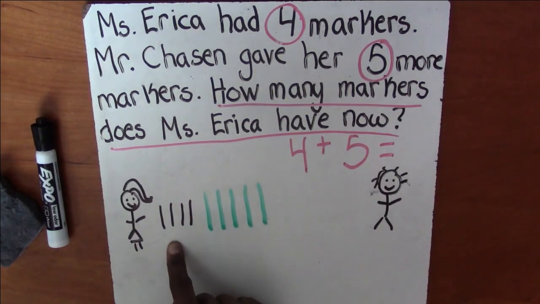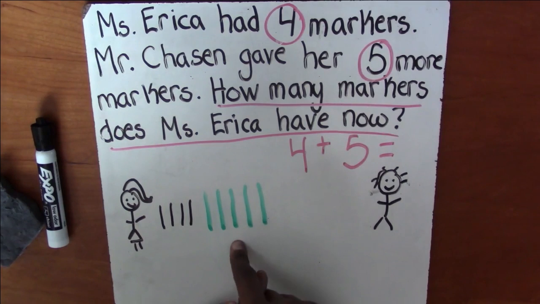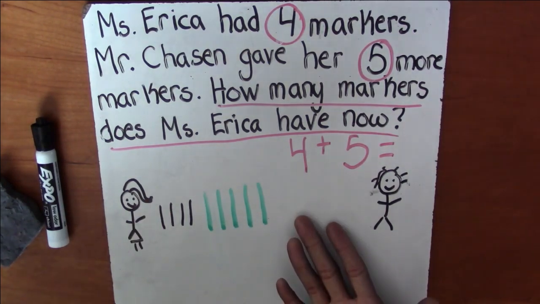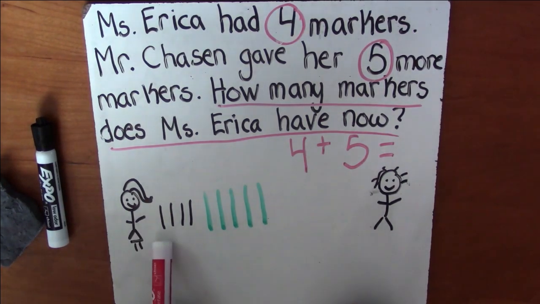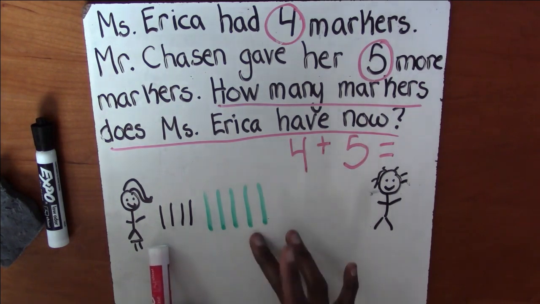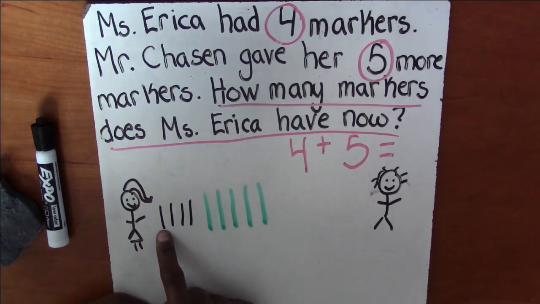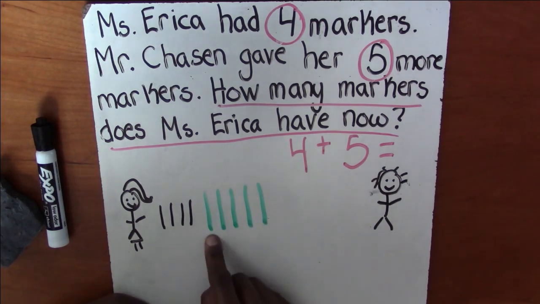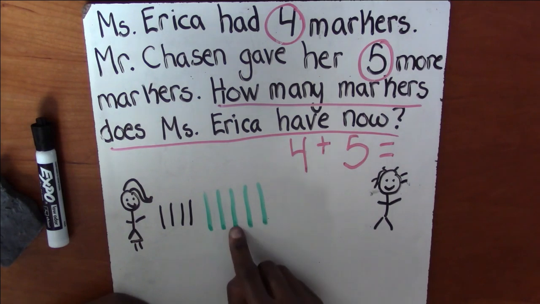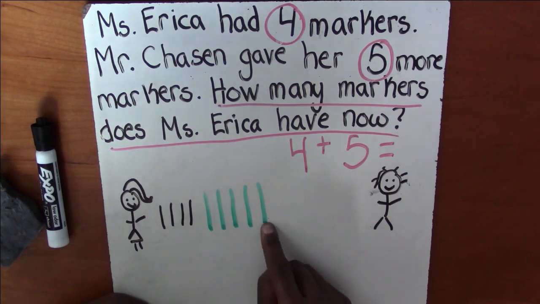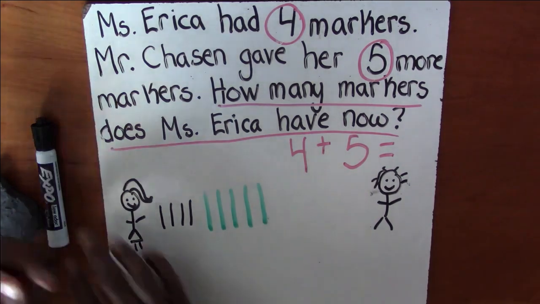So I started off with 4. Mr. Chasen gave me 5. How many markers do I have now? I don't have 4 anymore. How many do I have now? Let's count and see. 1, 2, 3, 4, 5, 6, 7, 8, 9. I have 9 markers now.